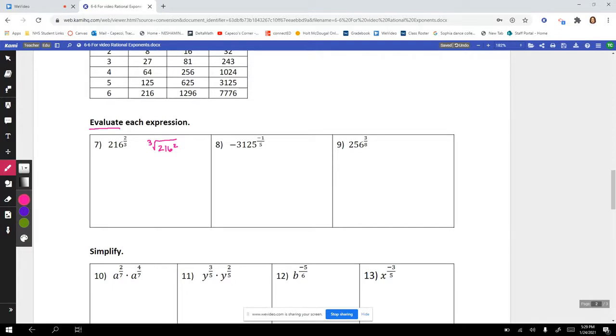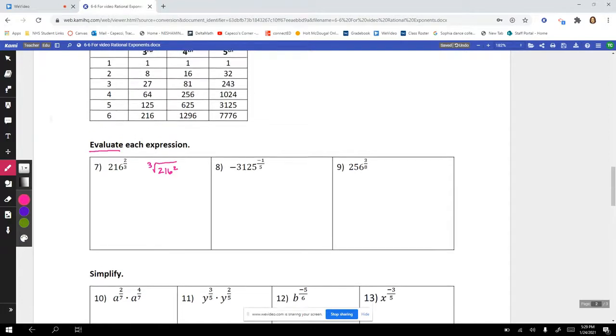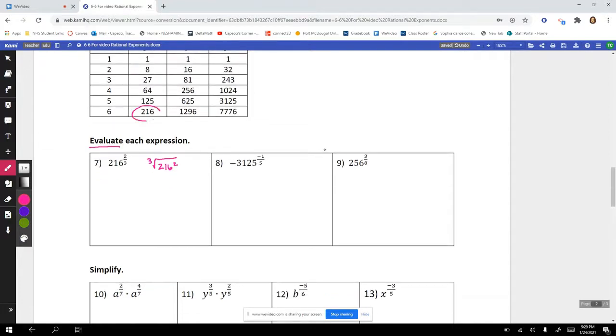Another way we can do this is, well, I know 216, right? If I look back up my table, I know 216 is 6 to the 3rd power. So I replace 216 with that, and I'm going to raise that to the 2/3 power. Now, a power to a power, we multiply. So this becomes 6. Remember, this is over 1, and I multiply, I get 6 to the 6/3, which is 6 squared, which also gives me 36. So again, that's just kind of an introduction of how we're going to use a lot of these powers and the different roots.